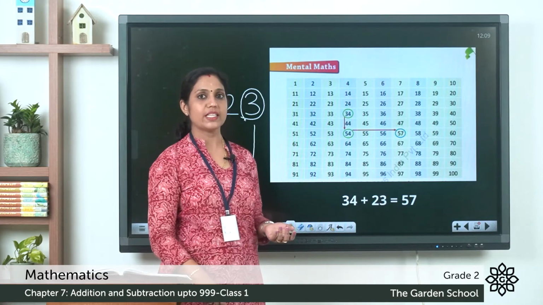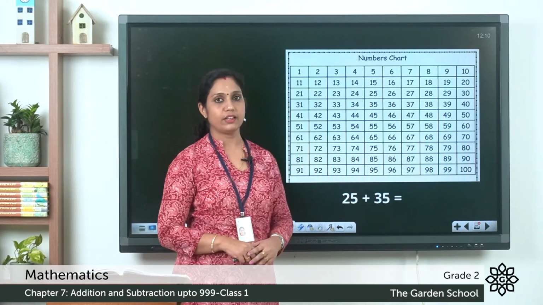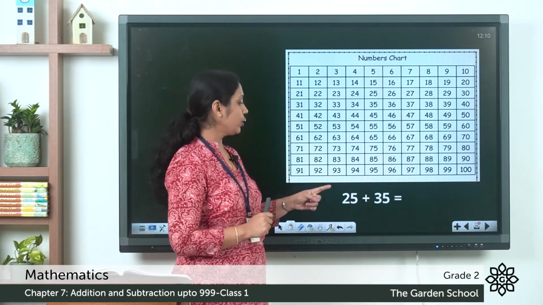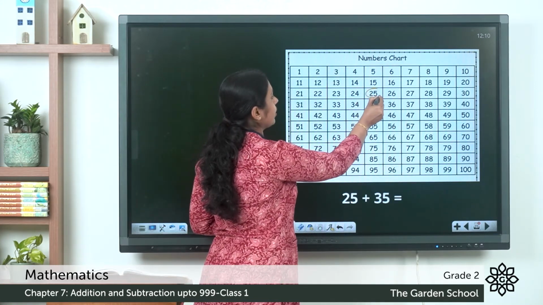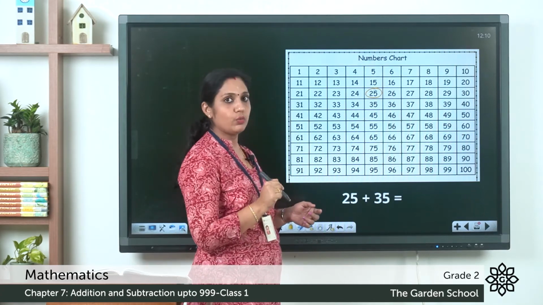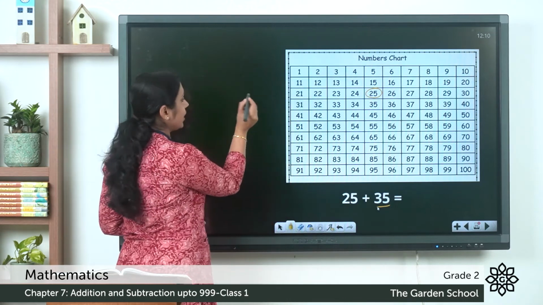Let's do some more examples. We have 25 plus 35. So what we have to first do, we have to find the number 25. So where is the number 25? Here it's the number 25. And next we have to move downwards. How many? Let's look at the second addend, that is 35.